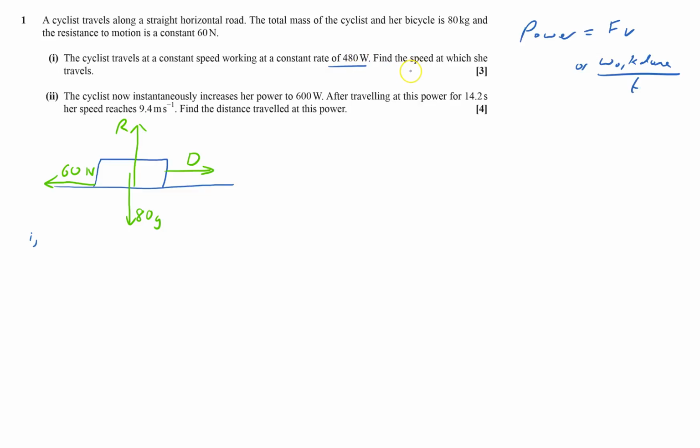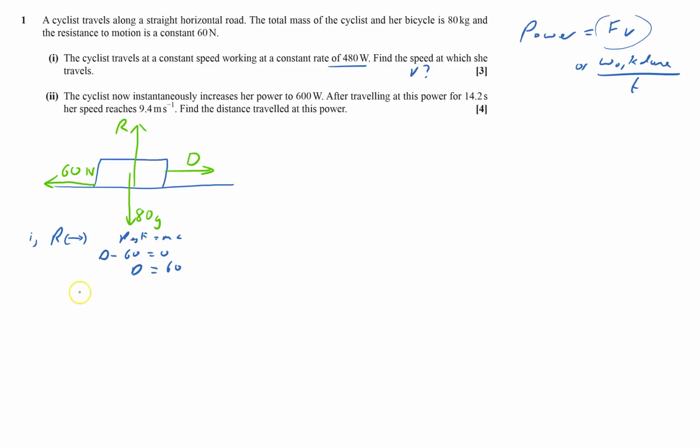Here I've got to find the speed, so I've got to find the velocity at which you cycle. So I've got to find v. Pretty obviously, I'm going to choose the top one. First off, I need to know the force, so I need to resolve that way. And there's no acceleration, so I could put resultant force equals ma. I've got D minus 60 equals 0, so basically D equals 60.